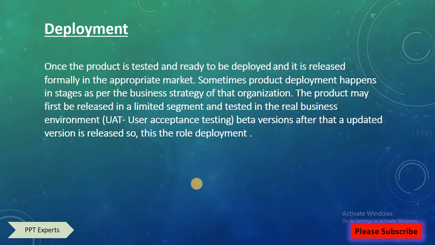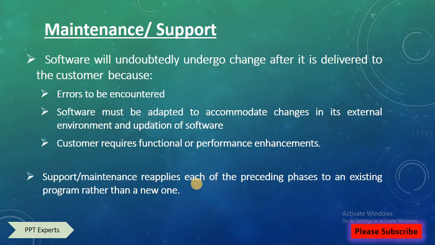The next phase of the software development lifecycle is maintenance support. Software will undoubtedly undergo change after it is delivered to the customer, because errors will be encountered. After the deployment, errors will be encountered, so it will need maintenance and support. The software must be adapted to accommodate changes in the external environment and updating of the software. Like it should accommodate changes in the market.